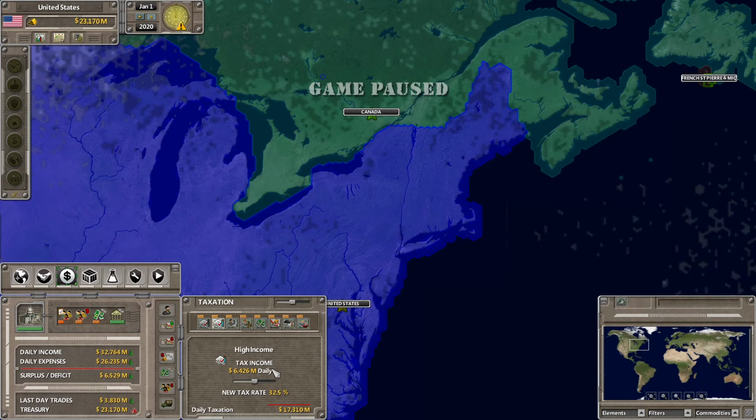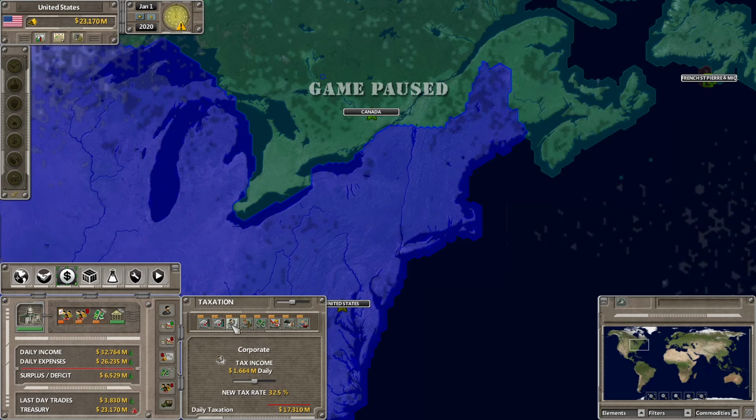High income taxes do not hurt your domestic approval rating as much, but high income taxes actually have a more detrimental effect on your inflation rate and thus your GDP per capita than low income, because the high earners are usually the owners of the companies and stuff that keep your economy rolling.